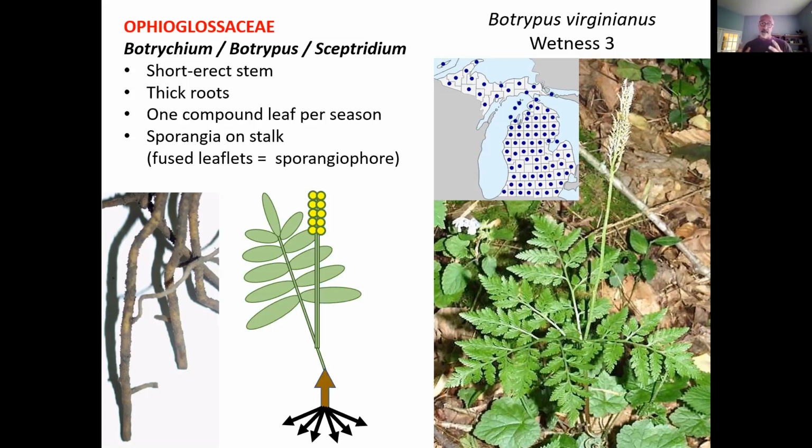But they tend to have a similar look. And the similar look is that they have a short, erect stem, very short, like, I don't know, two centimeters. Very thick roots. In fact, here's an example of a root of Botrypus virginianus. Very thick, I mean, bizarrely thick roots. And notice that you don't see any root hairs. That's not because I was careless in how I cleaned them off. They don't produce root hairs.